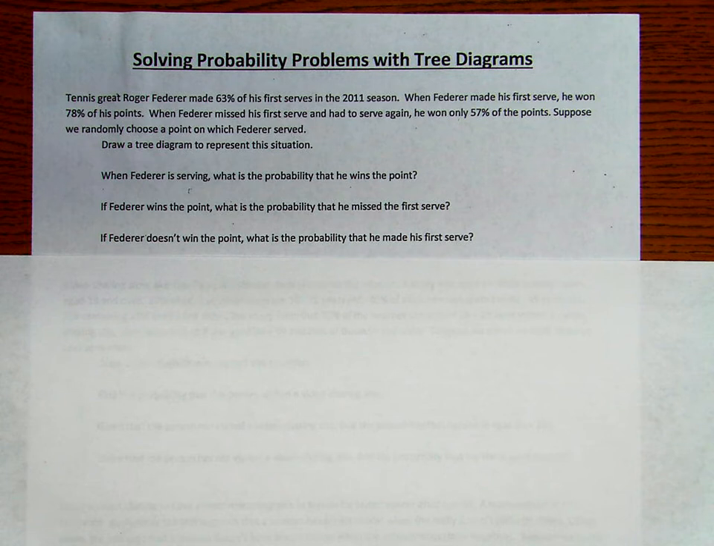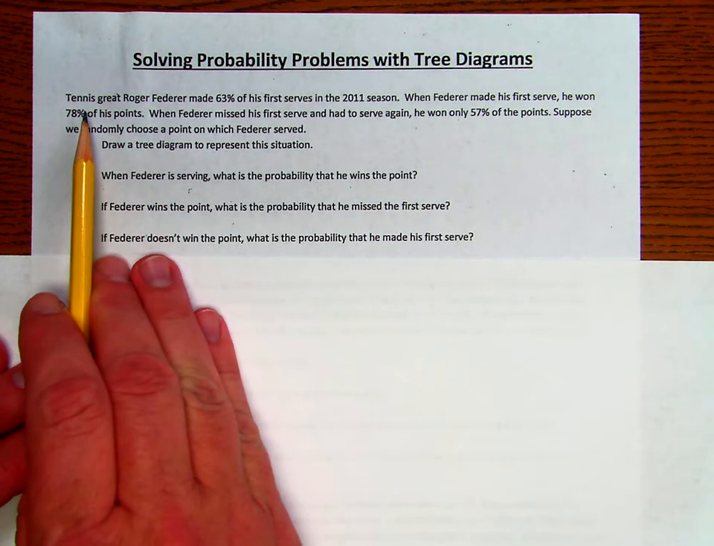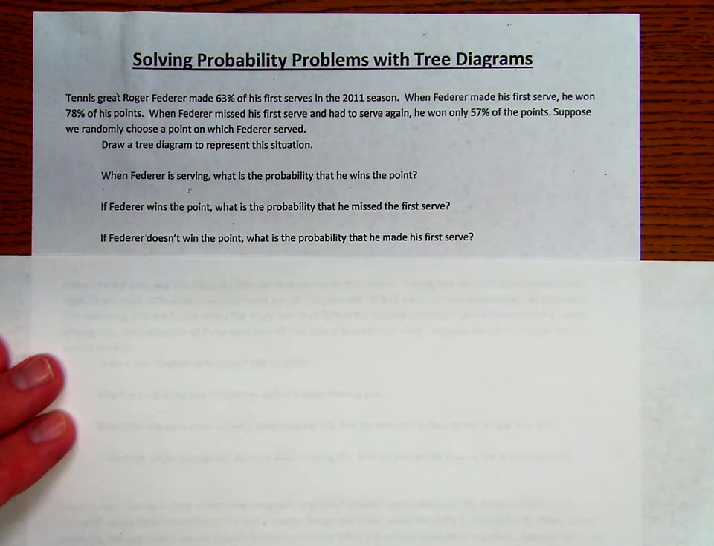The focus of today's lesson is going to be on solving conditional probability problems, with the strategy being drawing a tree diagram. So for the opening example here, tennis great Roger Federer made 63% of his serves in the 2011 season. When Federer made his first serve, he won 78% of his points. When Federer missed his first serve and had to serve again, he won only 57% of the points. Suppose we randomly choose a point on which Federer served.